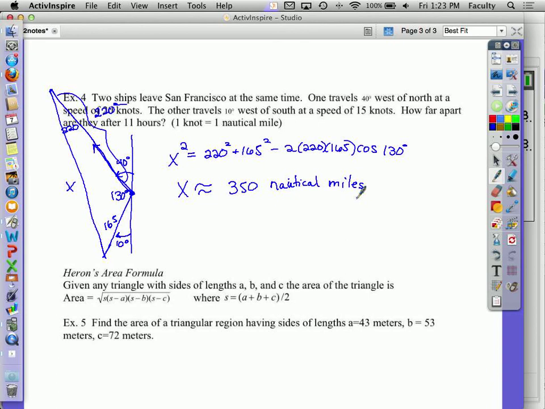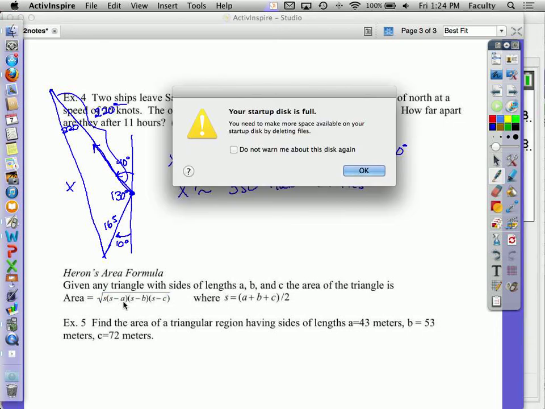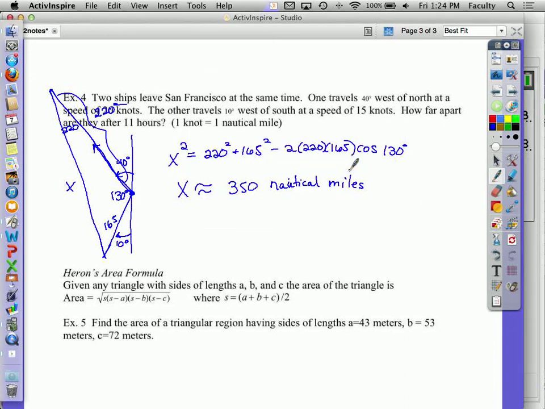All right, last example is Heron's area formula. So remember in the last lesson, we had side angle side, and we used 1/2 the product of the two sides times the sine of the included angle. Heron's area formula is if you know the three sides, you can find S, which is A plus B plus C divided by 2. And then Heron's area formula says the area is the square root of S times S minus the first side, times S minus the second side, times S minus the third side. Some of you might even have a program for this.